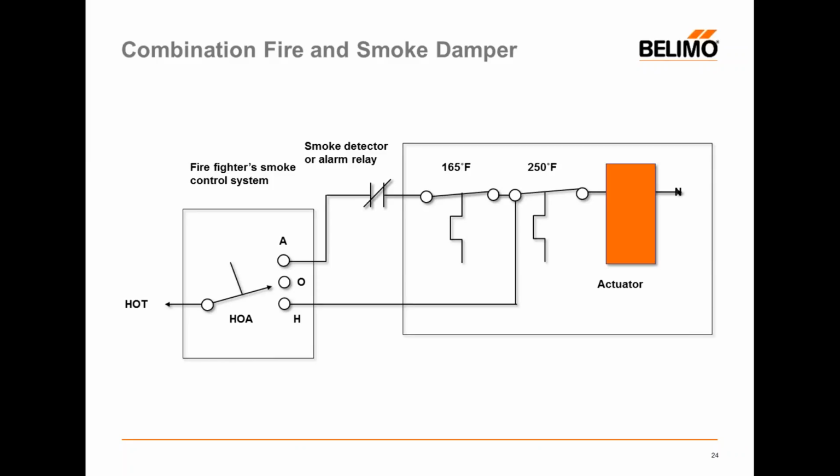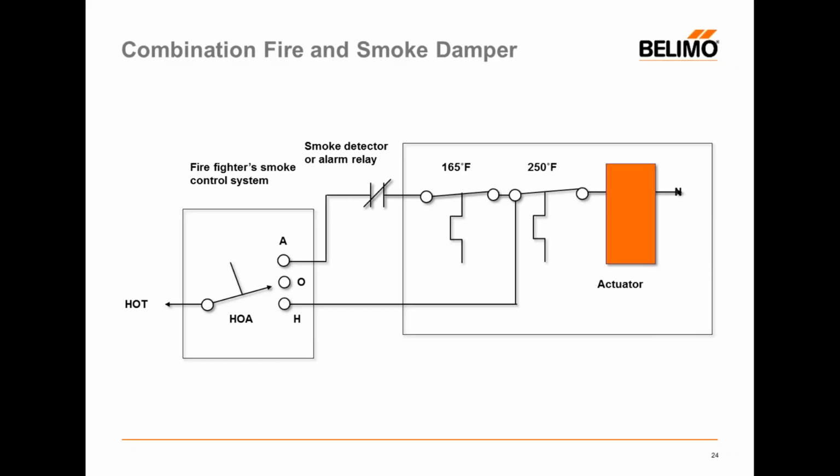When we go to the hand mode, this allows the firefighters to override the fire smoke damper assembly so that they can exhaust or maybe pressurize or make spaces negative or positive as needed. And basically the hand contact will override both the duct detector and the 165 degree high limit switch. However, it will not override the 250 degree high limit switch.